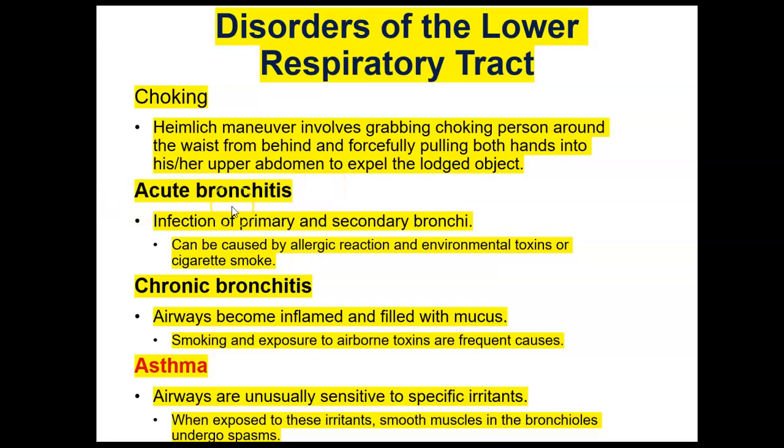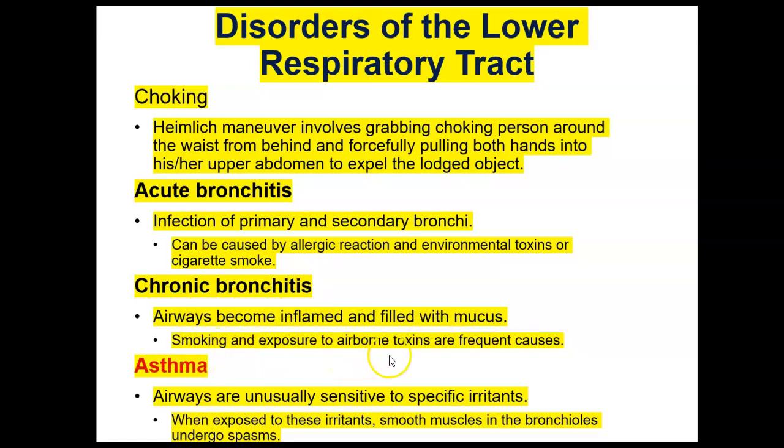Then we're going to move on to acute bronchitis. This is an infection of the primary and secondary bronchi, which are the main branches from the trachea. And it can be caused by an allergic reaction, environmental toxins, or cigarette smoke. So this is just inflammation of the bronchi. Chronic bronchitis is when the airways become inflamed and filled with mucus, and it just lasts a lot longer.